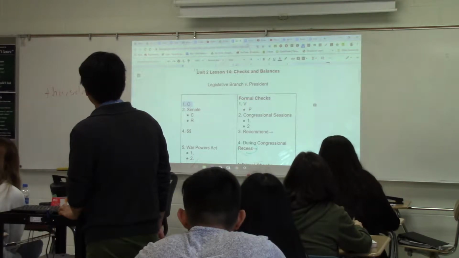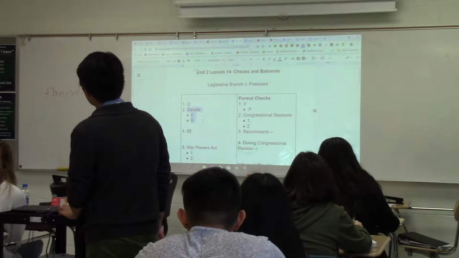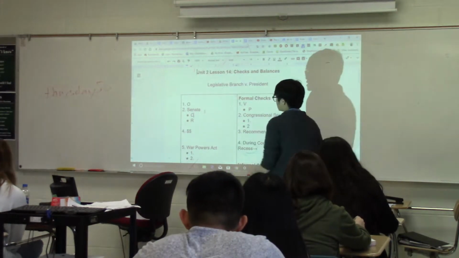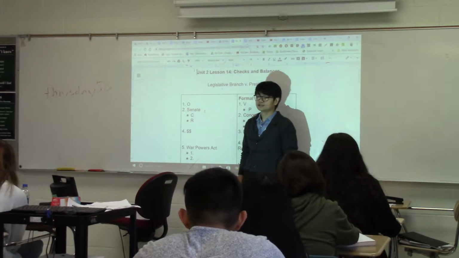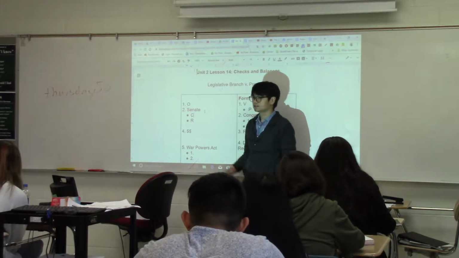This house right here is very powerful over the presidency because they have a lot of checks over the president, including the ability to do what with his appointments? They can confirm or deny or block his appointments if they want to. The Senate is very powerful in that way. What does the R stand for? They can ratify treaties or they can reject treaties if they want to.